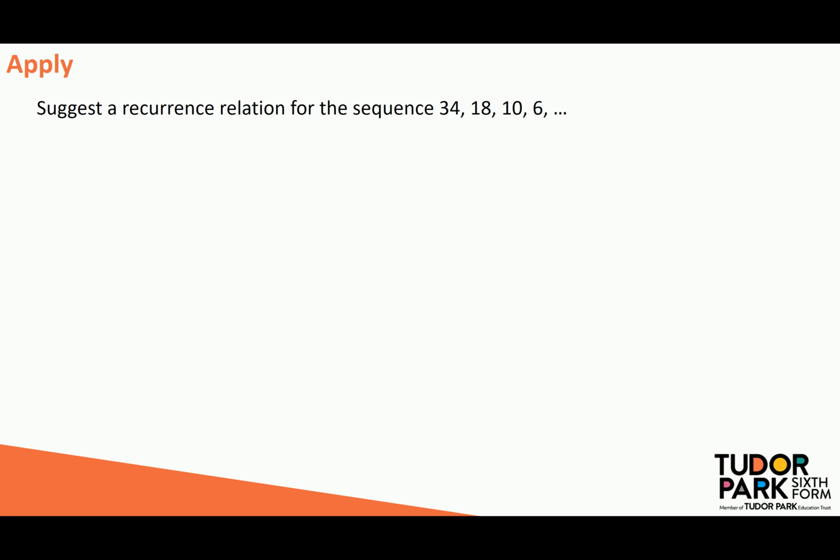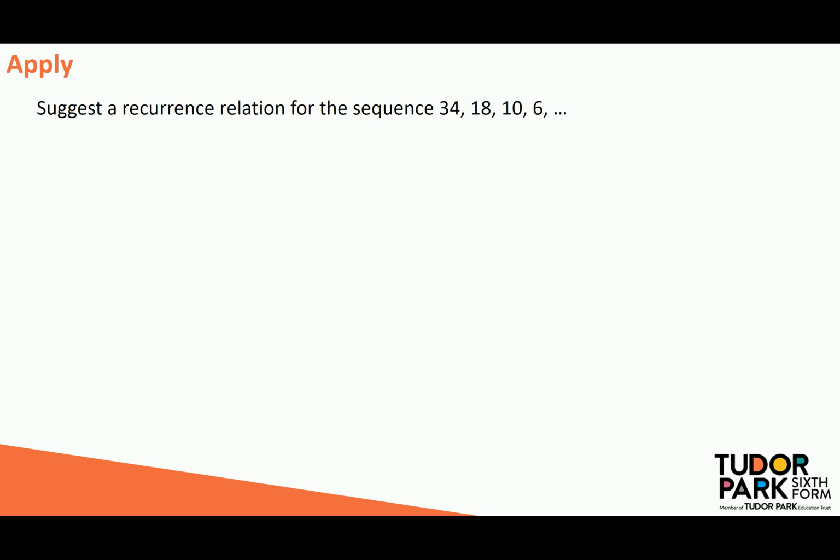Now all we're going to do is we're going to suggest a recurrence relation for the sequence 34, 18, 10, 6, and so on. Now we might need to look at this for a little moment before we realise what's happening, but half of 34 is 17, add 1 will give me 18, half of 18 is 9, add 1 is 10, half of 10 is 5, add 1 is 6.